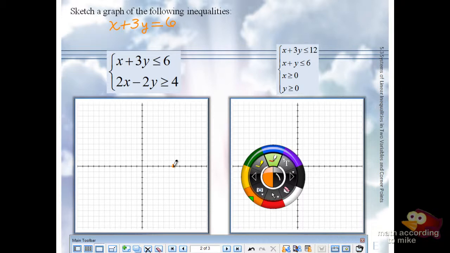A y-intercept occurs when x is 0. If x were 0, there goes the x term. So we'd have 3y equals 6 or y equals 2. Are we going to use a solid or a dotted line? Solid, because it's got an equal to on the inequality. So connect your dots with a solid line. Also, use a ruler, but please label your line with the equation.